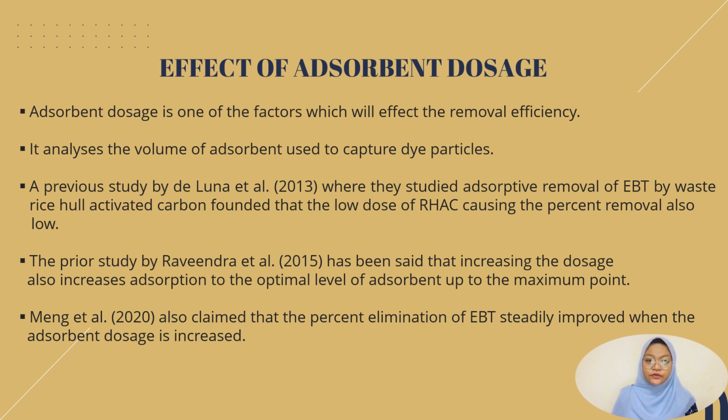Adsorbent dosage is also one of the factors which will affect the removal efficiency. It analyzes the amount of adsorbent used to capture dye particles. A previous study by De Luna et al., where they studied adsorptive removal of EBT by waste rice hull activated carbon, found that a low dose of rice hull activated carbon caused the percent removal to also be low. Meanwhile, the prior study by Rebendra et al. said that increasing the dosage also increased absorption up to the optimal level of adsorbent, up to the maximum point. Meng et al. also claimed that the percent elimination of EBT steadily improved when the adsorbent dosage was increased.